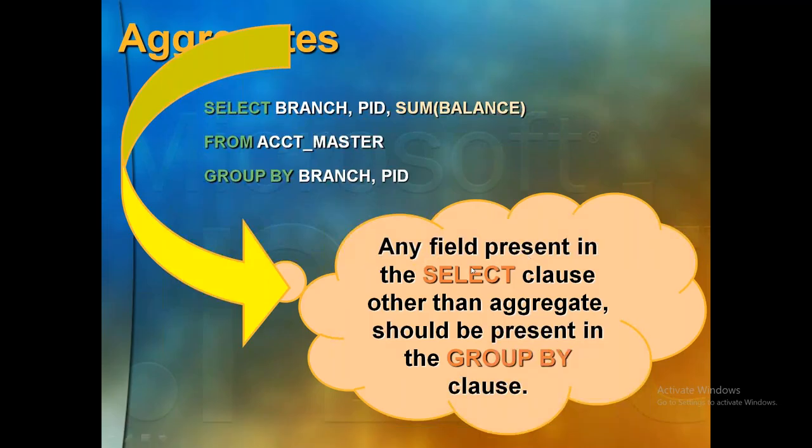Any field present in the select, if you have X, X has to be here. If you have a Y, Y has to be here. If you have a Z, Z has to be there, apart from the aggregate function. Clear? Any field present in the select clause other than an aggregate function should be present in the group by clause. Compulsory. If you have select P comma Q comma R, if you have three fields there, those three have to be here. Clear? Otherwise, it's not going to work.